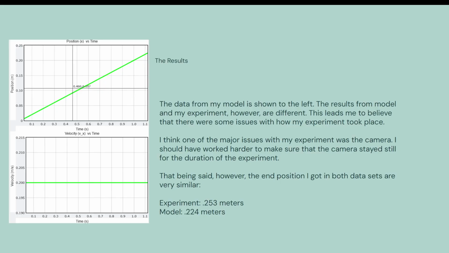That being said, however, the end position I got in both data sets were pretty similar. My experiment and model were both really similar in length right here. And so yeah, I think the model and experiment accurately represent each other.